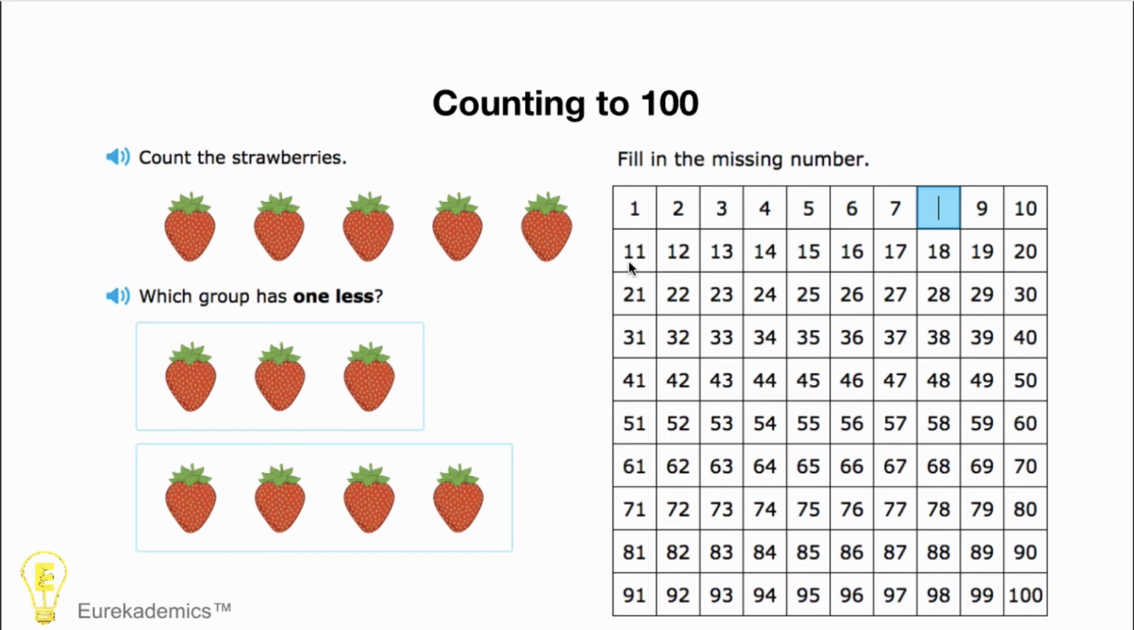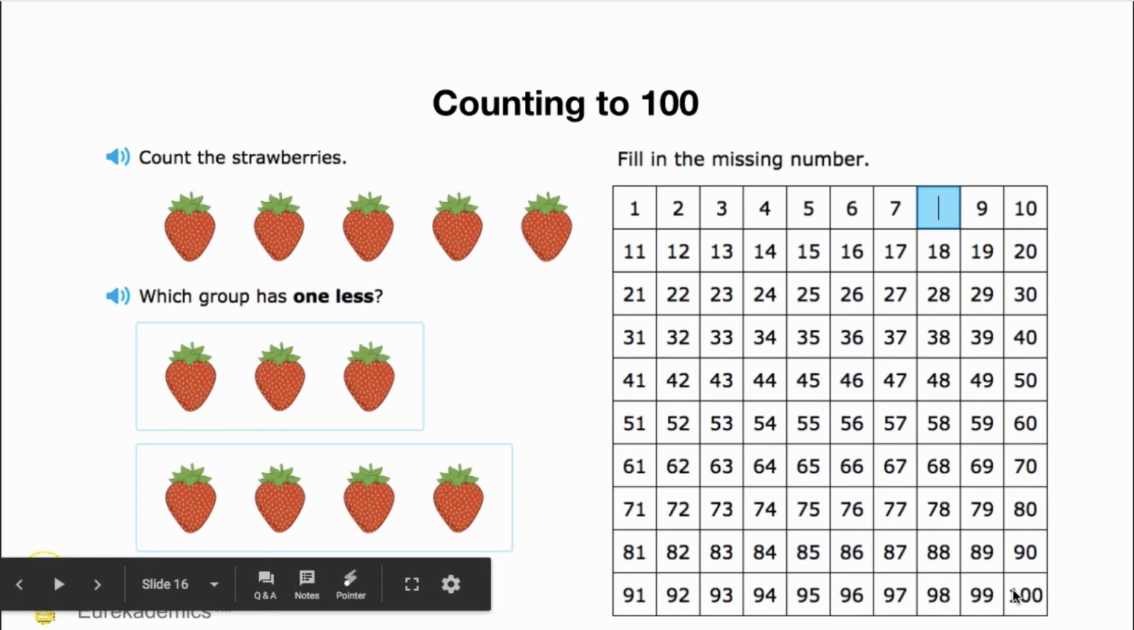Like 10 plus 1 is 11. And then 10 and a 2 is a 12. 10 and a 3 is 13. 10 and a 4 is 14. 10 and a 5 is 15, 16, 17, 18, 19, and 20. 21, 22, 23, 24, and so on. You can get to 100 this way.